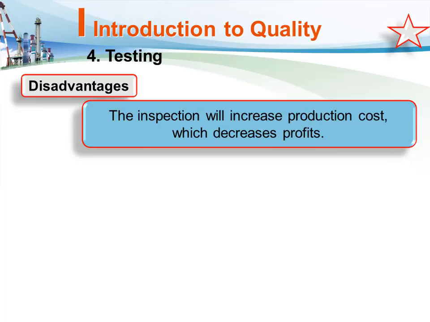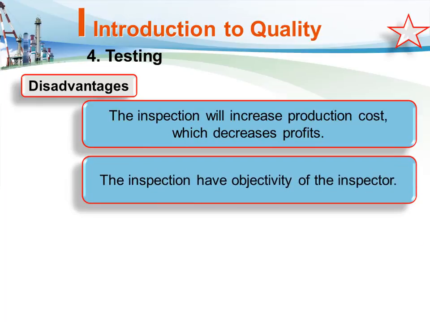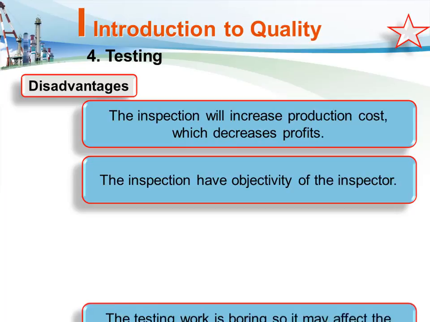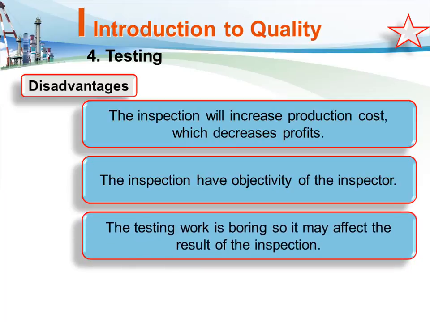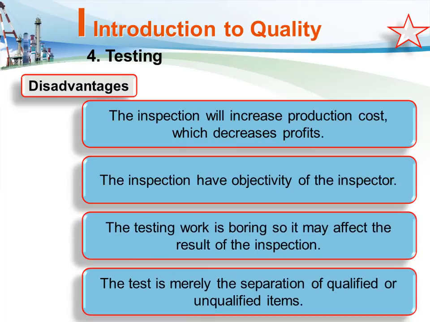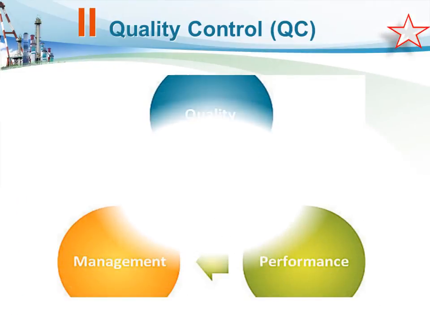Also, the disadvantages of testing quality: the cost of production will increase, which decreases the profits. The inspection depends on the objectivity of the inspector. The testing work is also boring, so it may affect the result of inspection. The test is merely the separation of qualified or unqualified items.